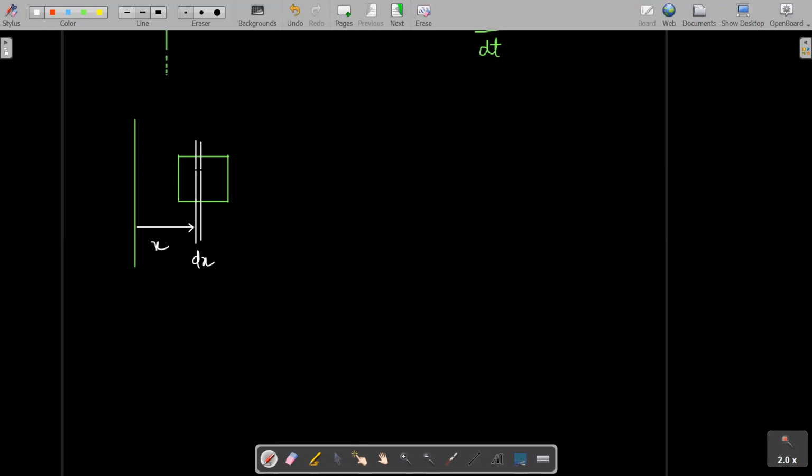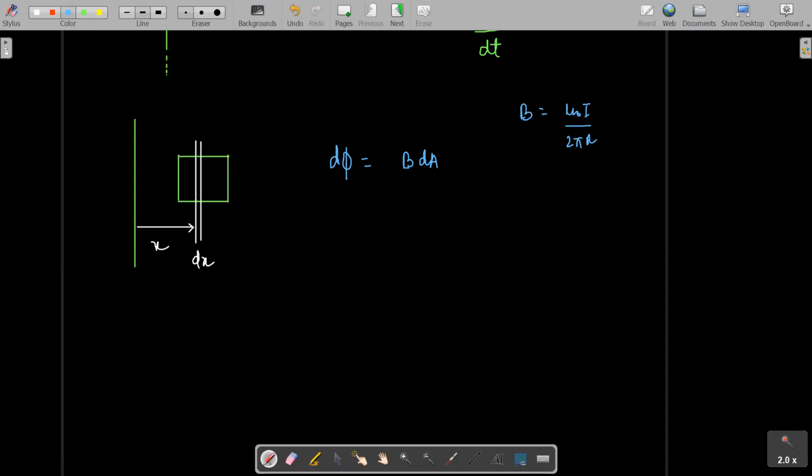Now we have to calculate the small flux passing through this small area. So d phi will be equal to what? Tell me what will be the value of d phi here, students? d phi will be equal to B into dA, right? B is the magnetic field at some distance x from this wire, and we already know the value of magnetic field. It is mu naught I over 2 pi r. So here the magnetic field B will be equal to mu naught I over 2 pi x.